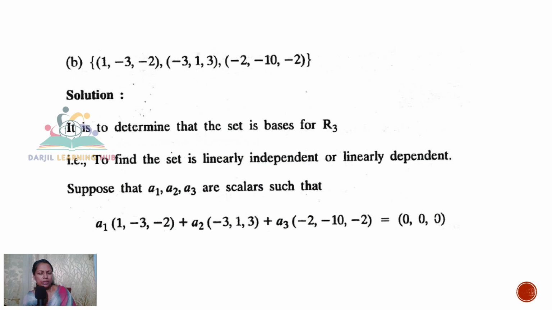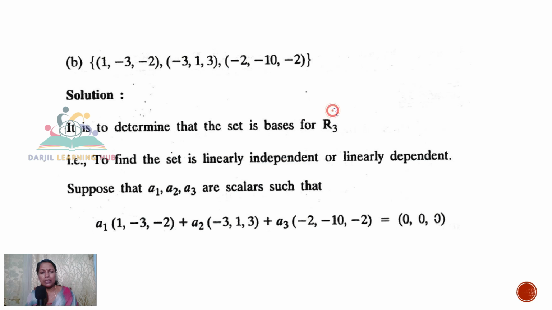So that is what the question. Now let us see in a similar manner the next question. It is to determine whether the set is a basis for R power 3. Previously we saw all 3 were a basis of R power 3. In a similar way, we can check whether it is linearly independent or not. If it is linearly independent, we can say these 3 are a basis for R power 3.